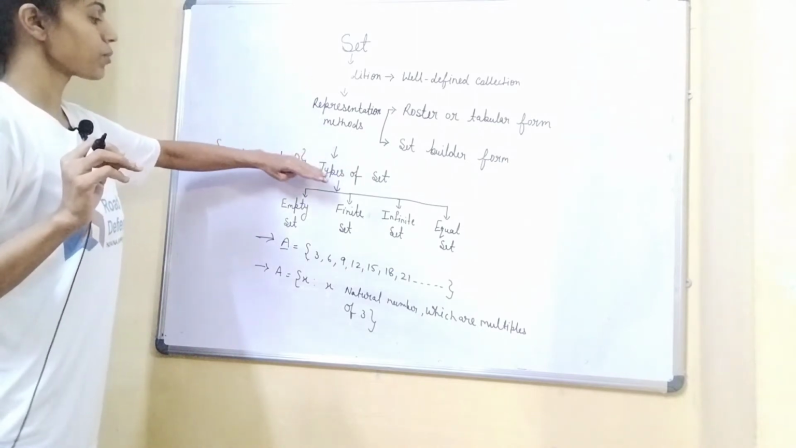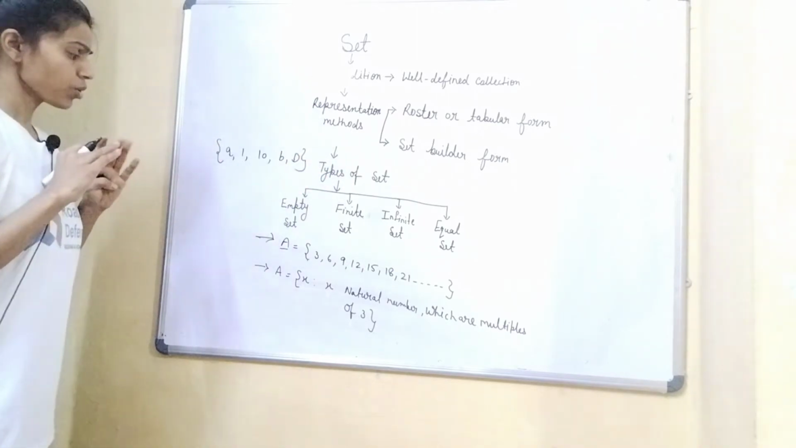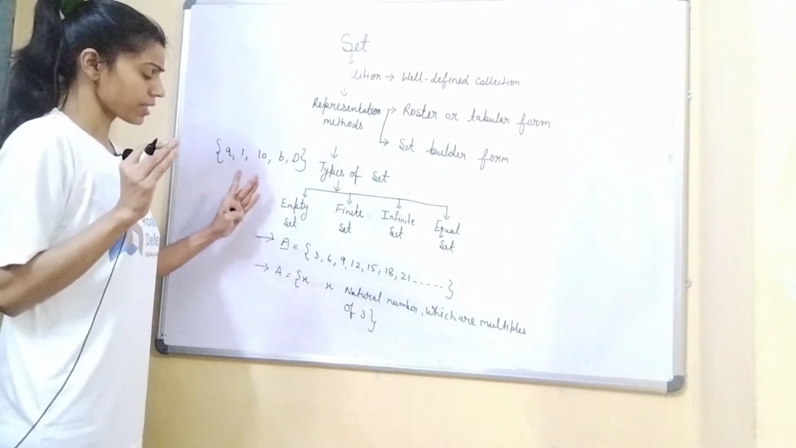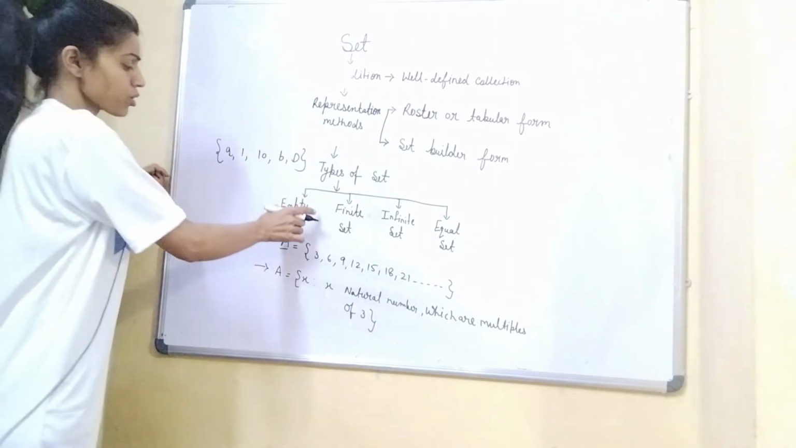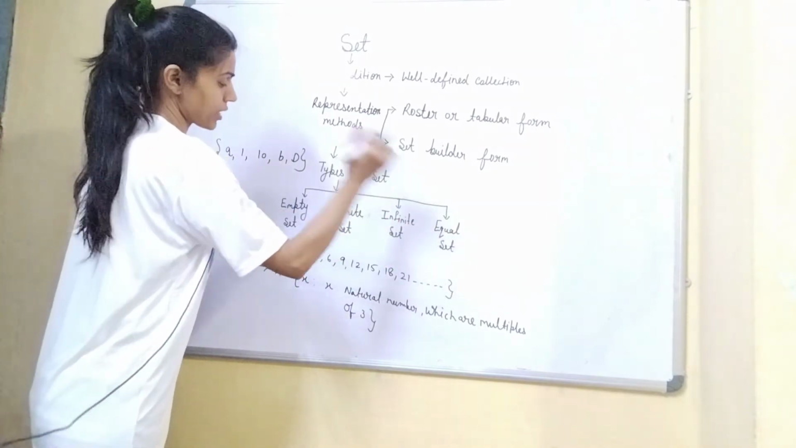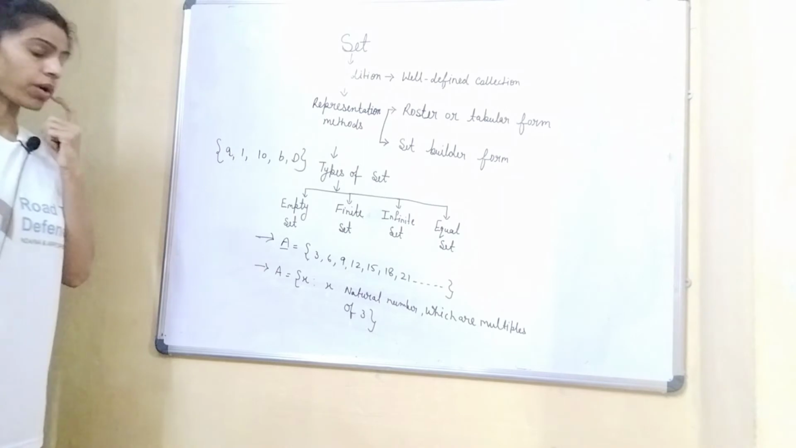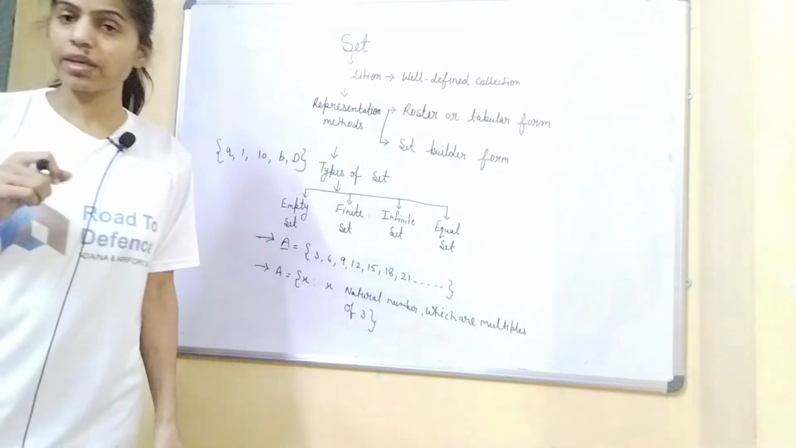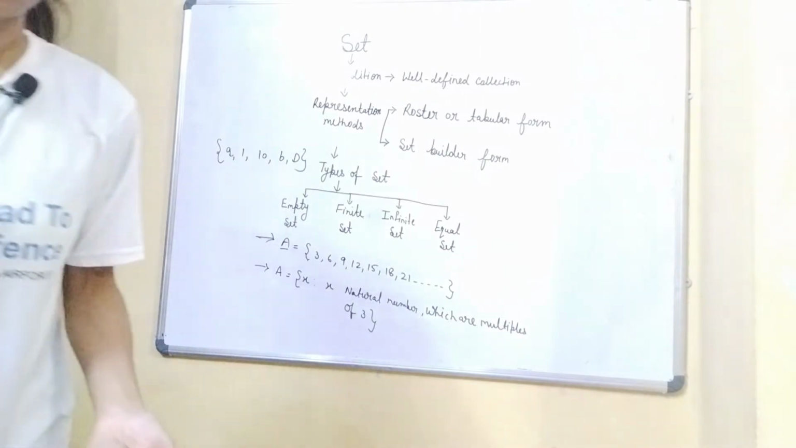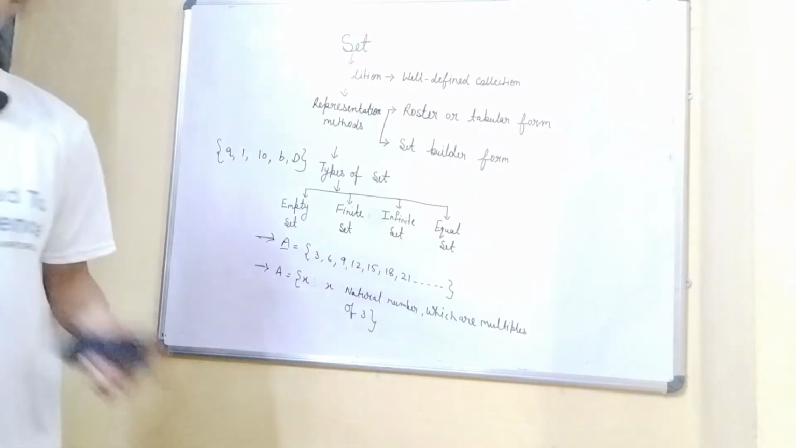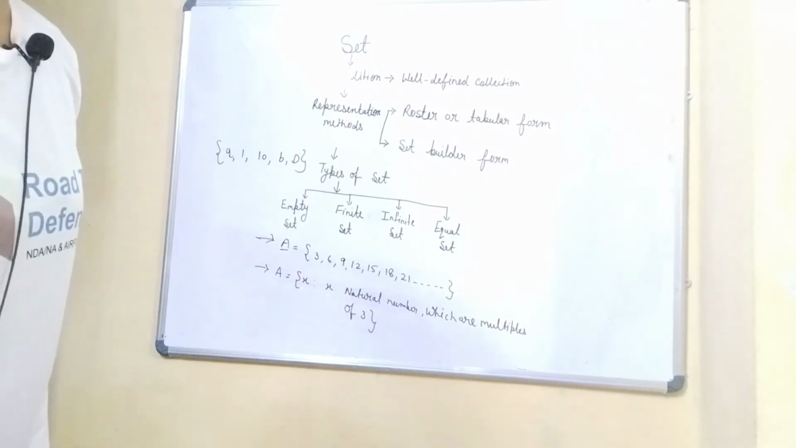So next come to the types of the set. So students, it is very easy. There are 4 types of sets in your syllabus. So this is empty set, finite set, infinite set or equal set. So student, first thing, what is empty set? Empty set means what students? What is the meaning of empty? जिसमें कुछ नहीं होता, right? So empty is nothing, right?